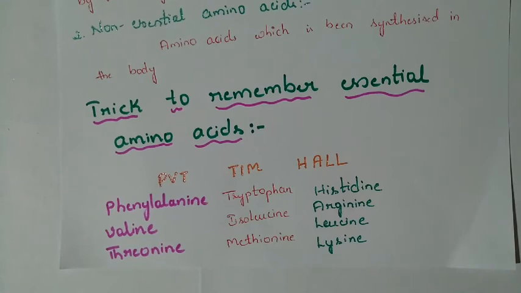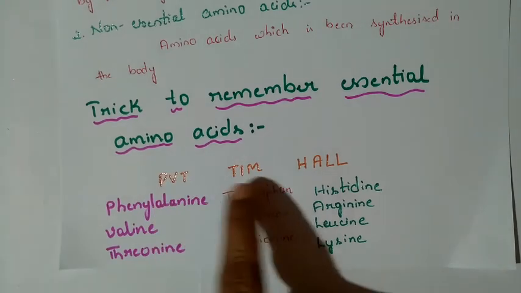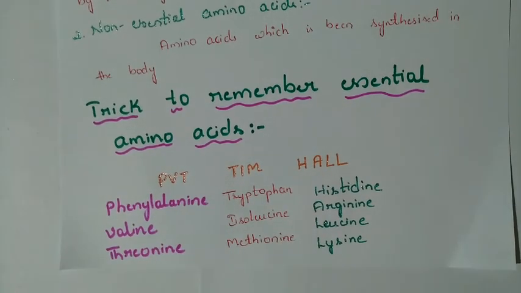Apart from these 10, the remaining 10 are there. One example we can consider is proline. We can consider aspartic acid, glutamic acid, glutamine. All these are non-essential amino acids. I hope it is clear. Leaving these 10 amino acids, all the others are non-essential amino acids.